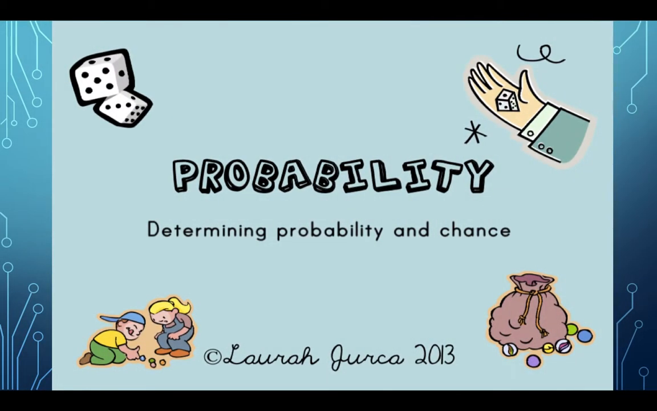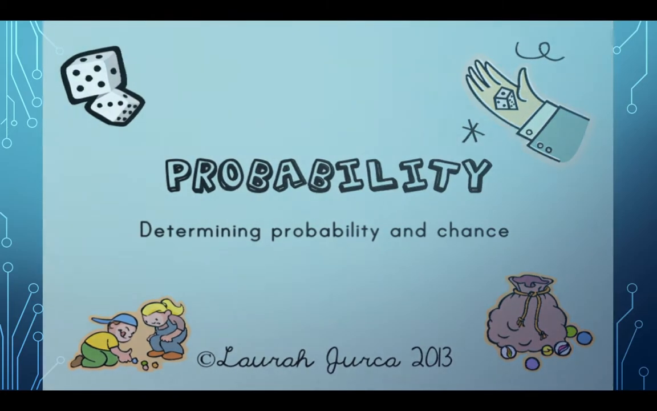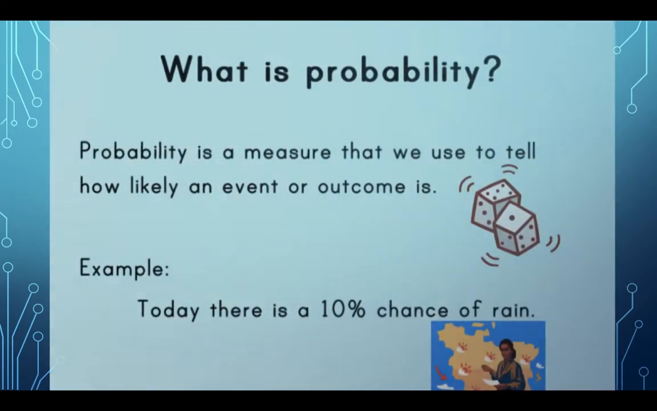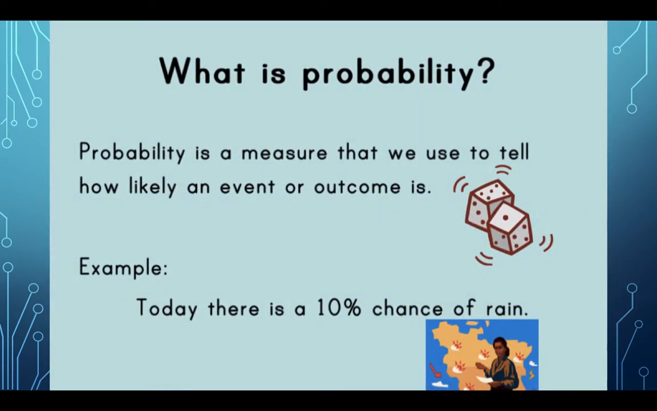And girls, this is Mrs. Campbell. This week we are going to be learning about probability, determining probability and chance that something could happen. So what is probability? It is a measure that we use to tell how likely an event or outcome is. So one example is today there is a 10% chance of rain.